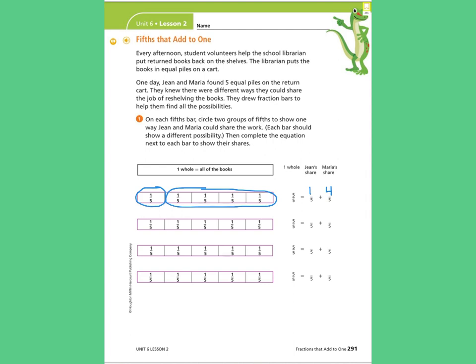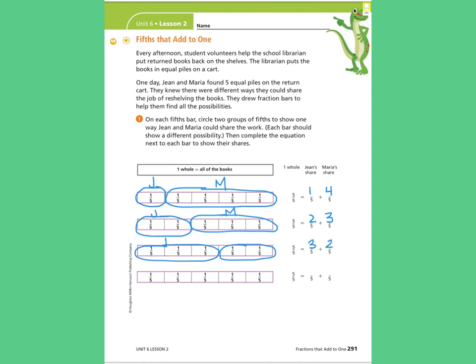Another way would be for Jean to put 2 of the 5 piles away and Maria to put 3 of the 5 piles away to make 2/5 plus 3/5 equals 5/5. So again, the first one is Jean's pile and the second one is Maria's. Now another way would be for Jean to put 3 piles away and Maria would only put 2 piles away.